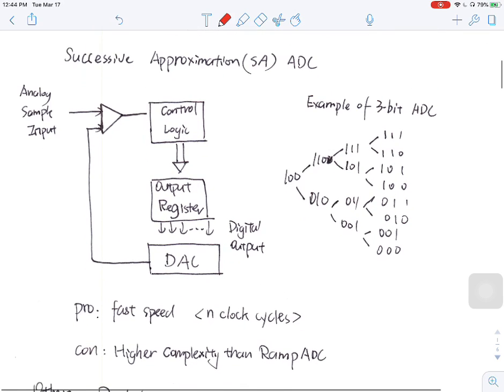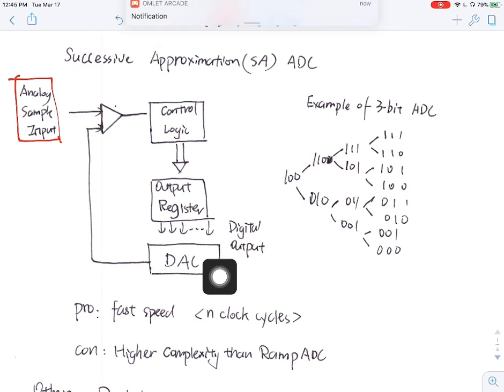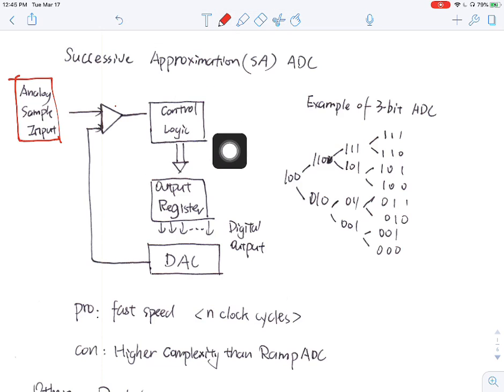The next type of ADC is called SADC. It stands for Successive Approximation ADC. Just like the first ramp ADC, the analog sample input goes into a comparator here. Then the other end of this comparator comes from a DAC, a digital analog converter. And what is going on inside is a little bit different. It has a control logic module, and it has the output register.